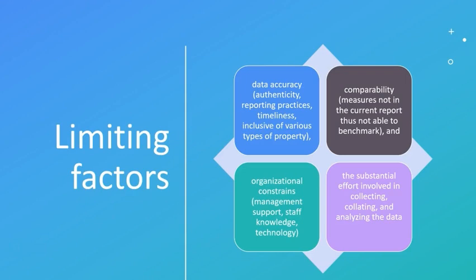First one is the data accuracy. It's about authenticity of the data, reporting practices across different hotels, right? But maybe they are not using the same way to record information, so how can you rely on that kind of data? Timeliness of the data and inclusive of various types of property. Comparability, again, if it is not part of STR data, you cannot compare it, right? So, and if you cannot compare it, is it worth it to have that measure as a KPI? This is what the respondents were asking themselves in this study.